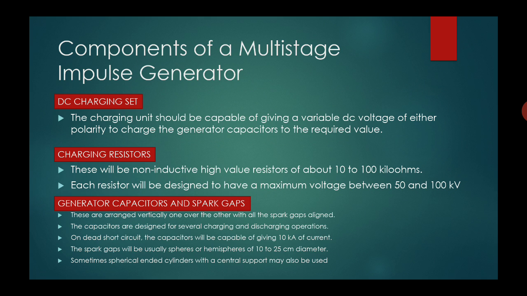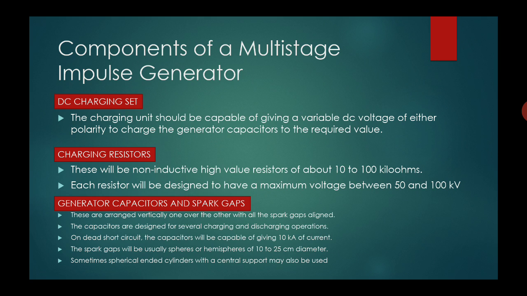Okay. Now we'll talk about the components of a multi-stage impulse generator. What are the different components that we find in an impulse generator? One is a DC charging set. This DC charging unit should be capable of giving a variable DC voltage of either polarity to charge a generator capacitor to the required value. So this DC charging set should be capable of providing a variable DC voltage to the impulse generator.